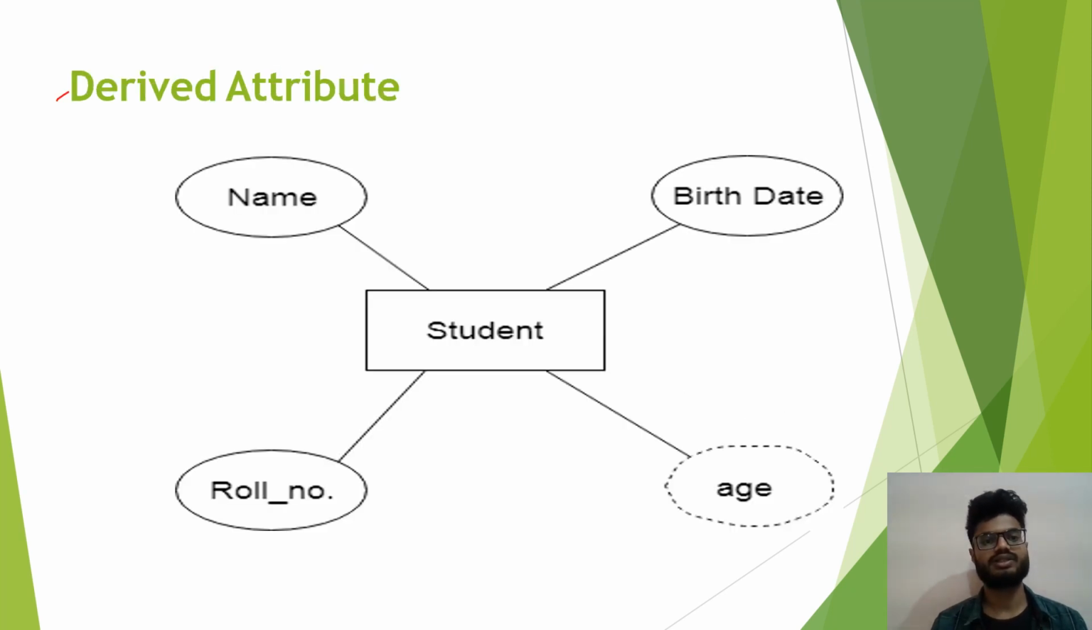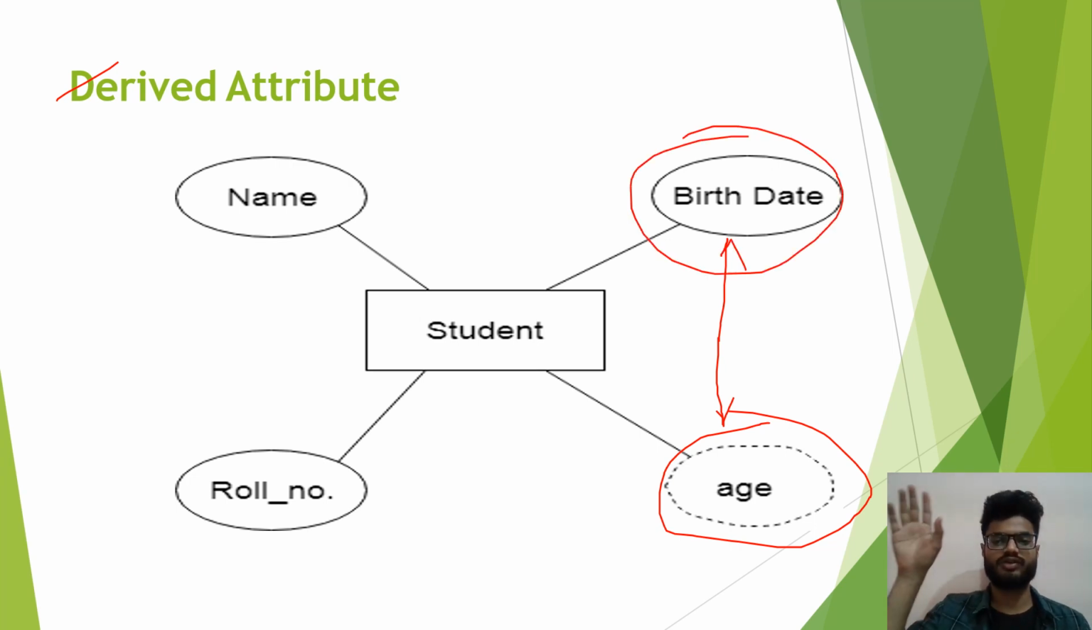Another is the derived attribute. A derived attribute is one whose value is derived from another attribute. For example, here age is a derived attribute. His age could be 21, 22, 23, and we can derive it using the date of birth. When we know his date, month, and year, we can calculate and find his age. So it's a derived attribute.